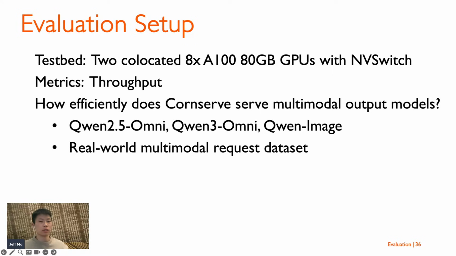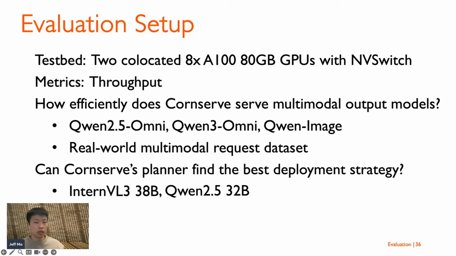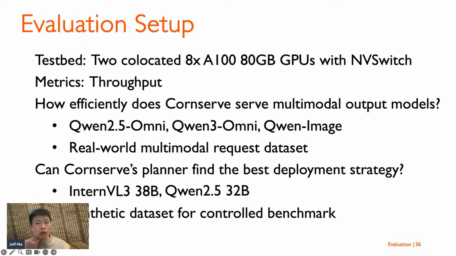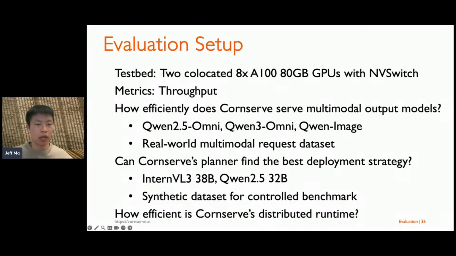We also evaluated Cornserve's ability to find the best deployment strategy for models with existing solutions. In this case, we look at the models InternVL3 and Qwen 2.5 VL. Here we also swept a few controlled benchmarks using synthetic datasets. And lastly, we want to understand how efficient Cornserve's distributed runtime is. Given the interest of time, I will only cover a subset of these experiments, and for more results, feel free to check out our paper.